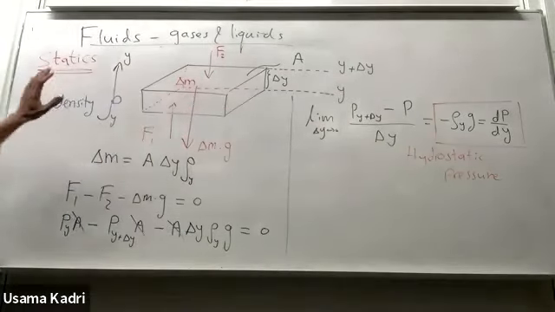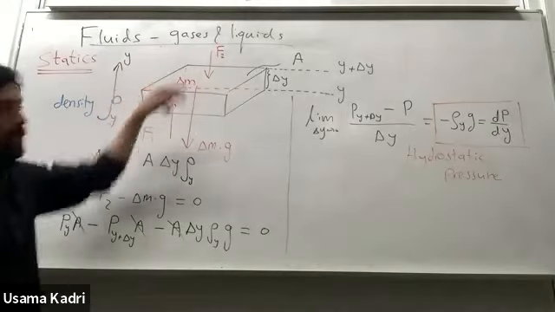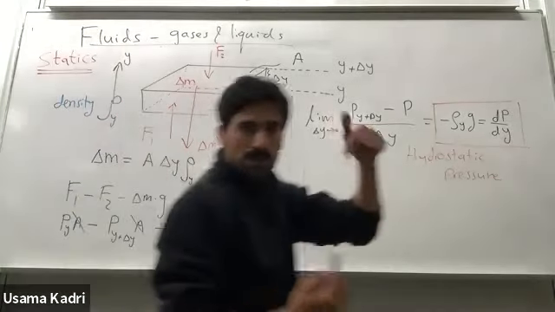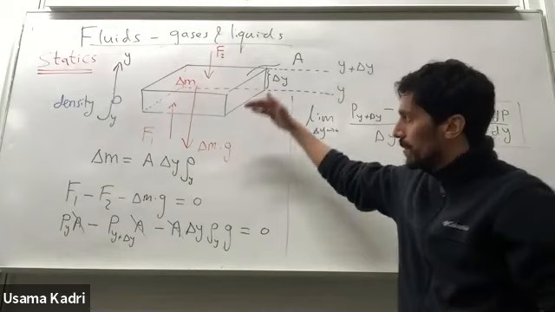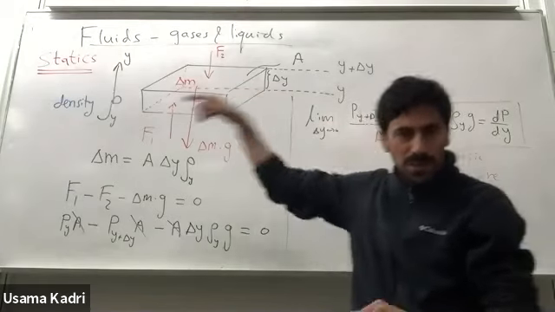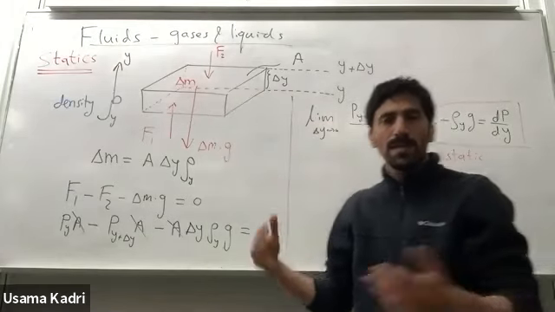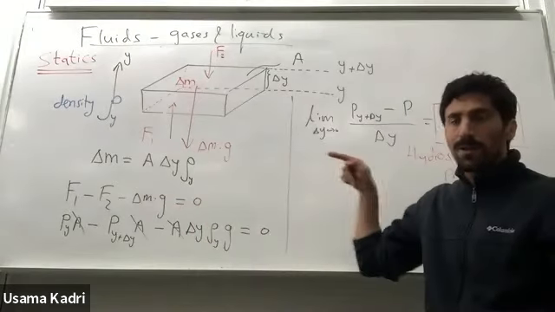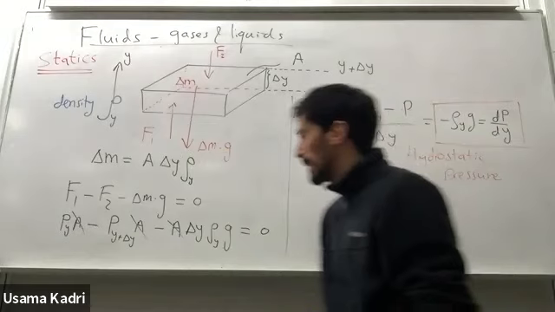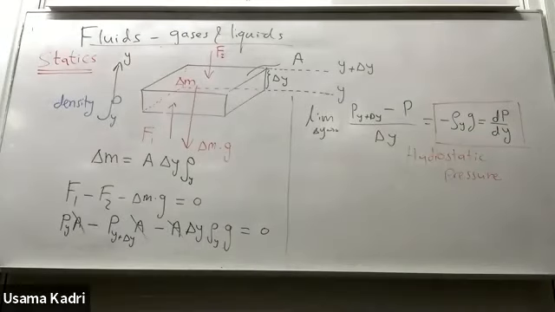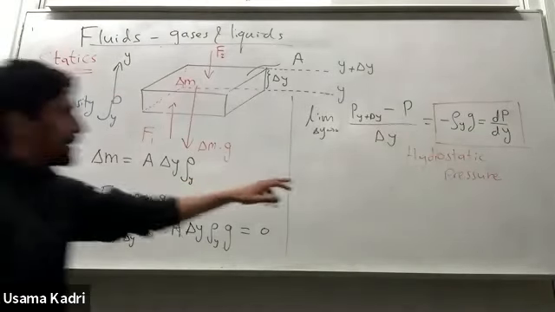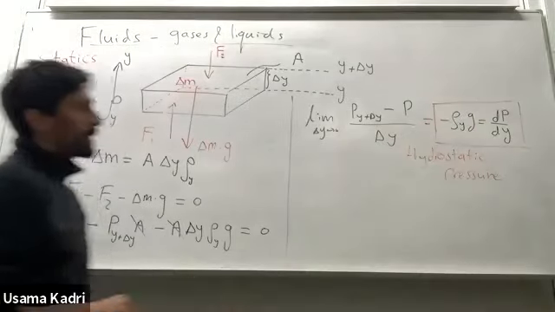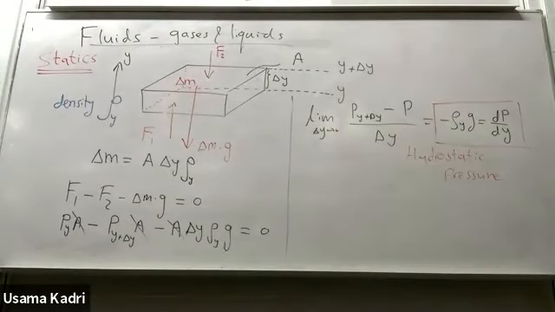Just to make a quick summary here, why did we use only the forces in the vertical direction? Because the ones in the horizontal direction have to cancel out, right? Otherwise, you would have an acceleration in that direction. Okay, so we derived this differential equation now for the hydrostatic pressure.